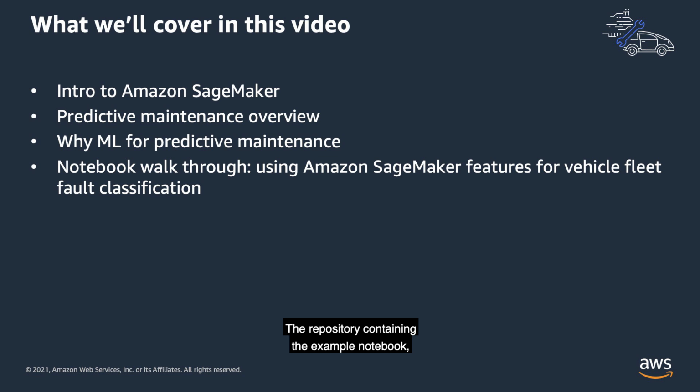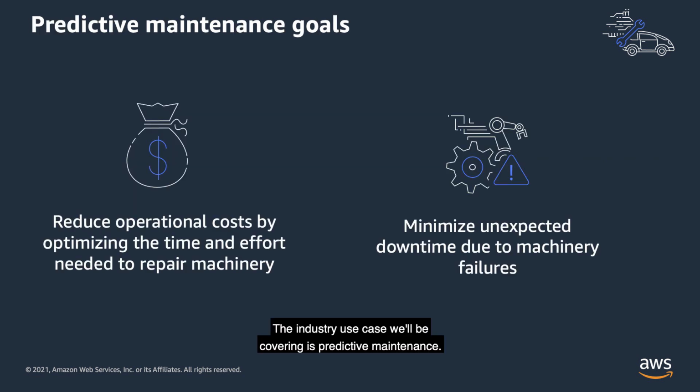The repository containing the example notebook, dataset, and additional documentation can be found in the link in the description box. In order to follow along, you will need to clone the example repo and download the datasets. The industry use case we'll be covering is predictive maintenance.